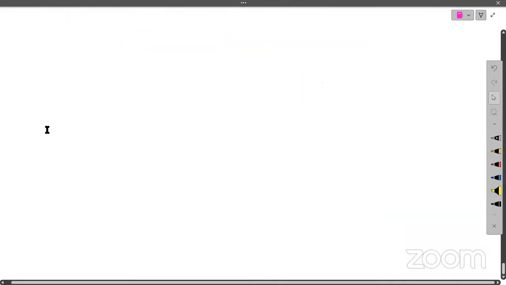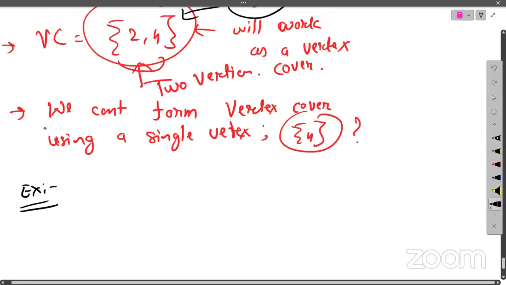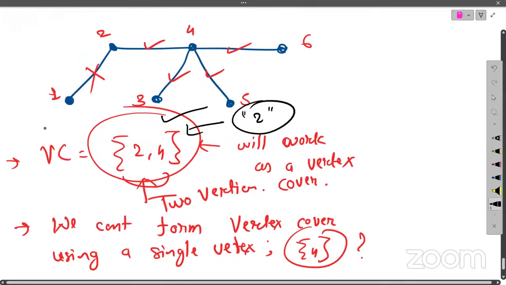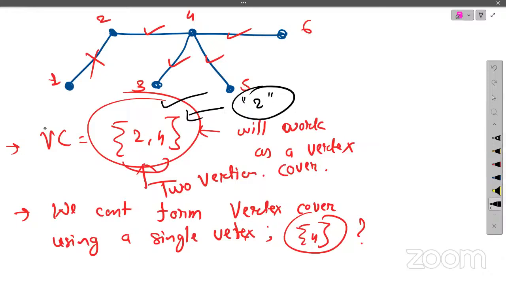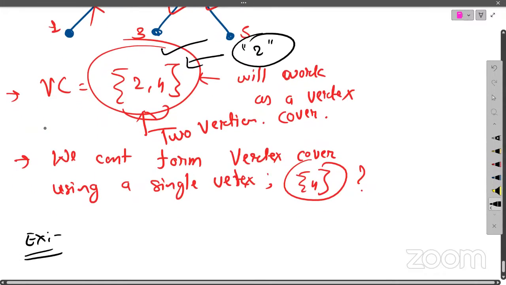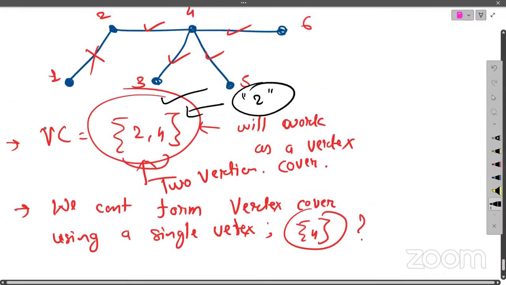Now, suppose I give you one example. Ma'am, in this example, is the graph directed or undirected? You can find a vertex cover in any graph. Directed or undirected doesn't matter, but in general we will just deal with undirected. Vertex cover is not specific to directed or undirected graphs; you just have to cover all the edges.